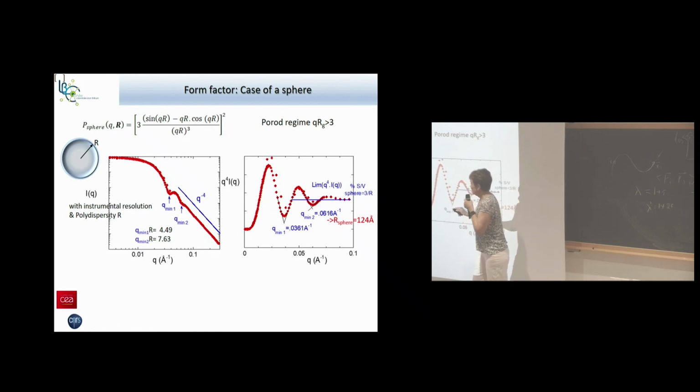Now, I told you that it is rather difficult to see the minimum of intensity here, but with a better representation, you plot Q to the power 4 times the scattering intensity, and now this change of slope is much better. We can see much better now, and the minimum Q value is this value. So you may get a better value of QR simply by changing the representation, not changing the intensity.